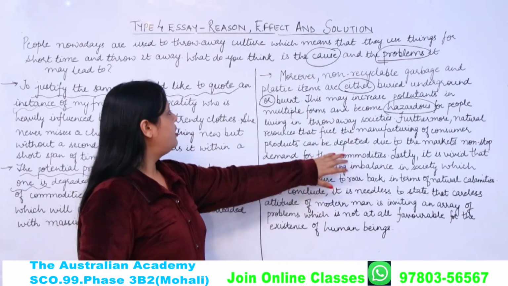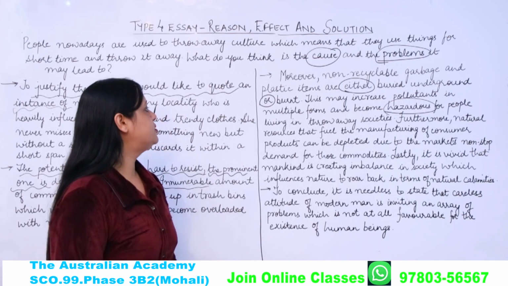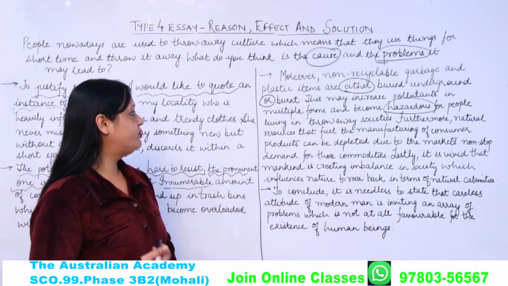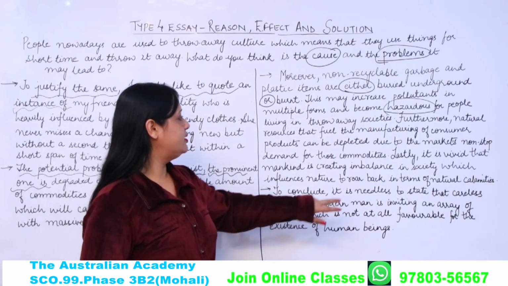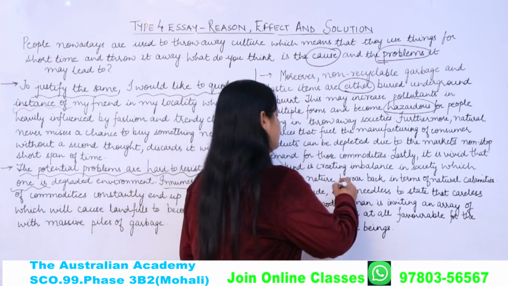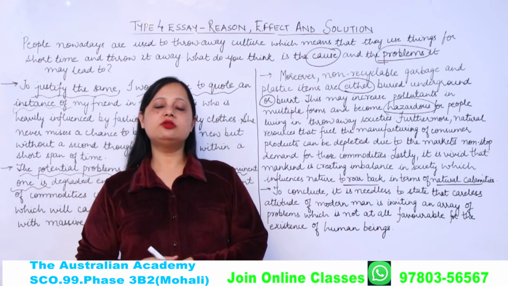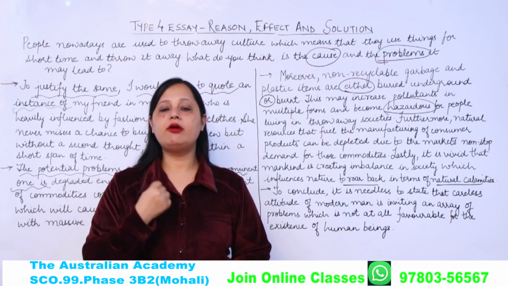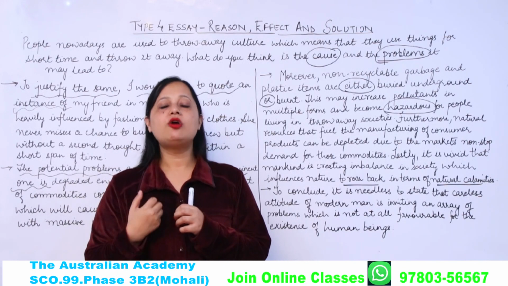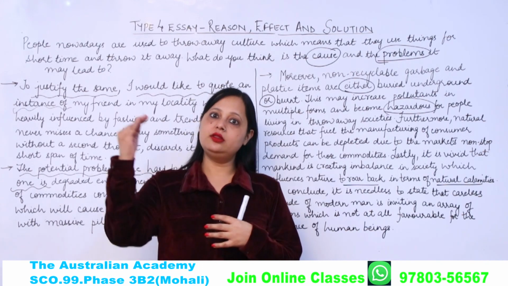The third is, furthermore, natural resources that fuel the manufacturing of consumer products can be depleted. Depleted means reduced due to market's non-stop demand for those commodities. Lastly, it is vivid that mankind is creating imbalance in society which influences nature to roar back in terms of natural calamities. Roar back means they take revenge, in terms of natural calamities. So in total I have taken 4 effects of this tendency, and these 4 I have taken to cover 4 different aspects. Always when you are writing something, try to write ideas which are of different categories instead of having them in the same line.